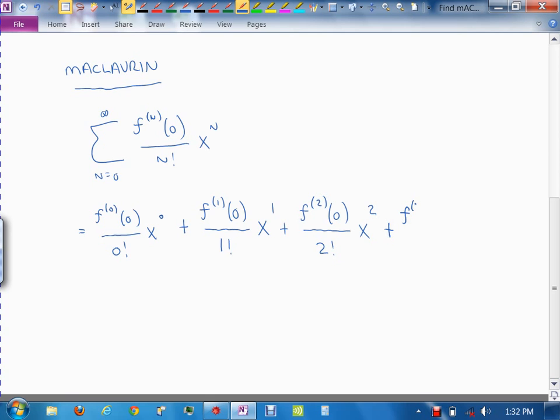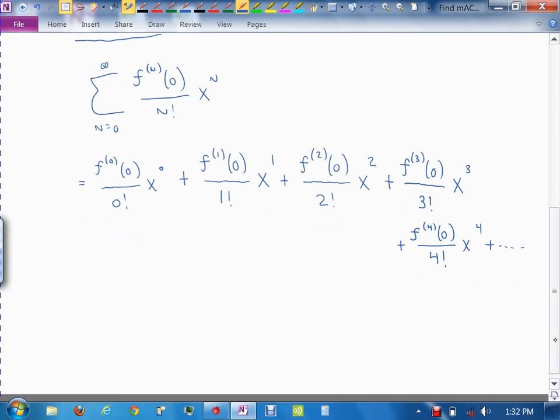F, right? Third derivative at 0 over 3 factorial x to the third. Plus, I'll do one more. Fourth derivative of f at 0 over 4 factorial x to the fourth. Plus dot, dot, dot, dot forever.